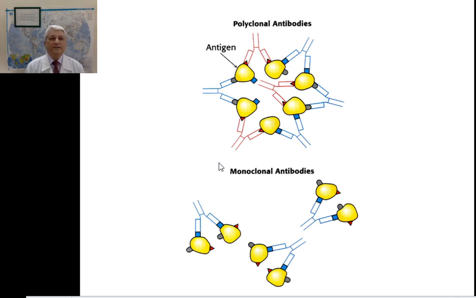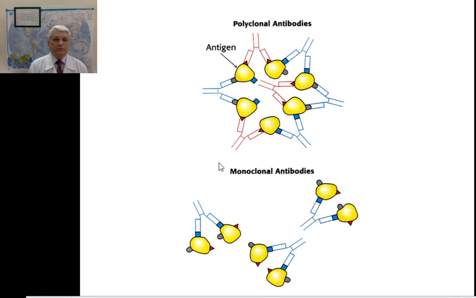So B lymphocytes are antibody producing cells in our organism. After evolution in our organism, B lymphocytes can be transformed to another type of cells, plasmocytes. So plasmocytes are cells that are also producing large amounts of antibodies.